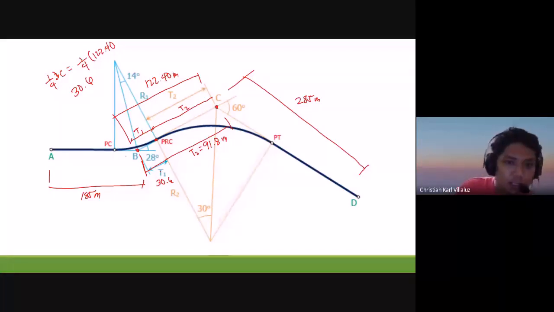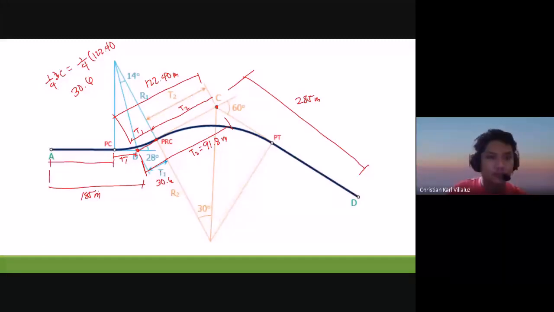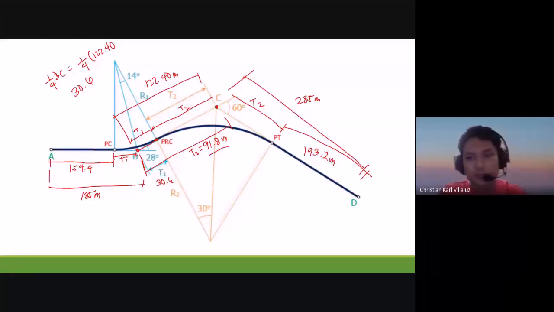Since this is our tangent 1, this is also equal to this tangent here. That's why we will also be able to determine the distance from point A to PC. Just subtract 30.6 from 185. This is the distance from point A to PC. Same here. To find this distance, just subtract this tangent 2, which is 91.8, from 285. So, this is 193.2 meters.